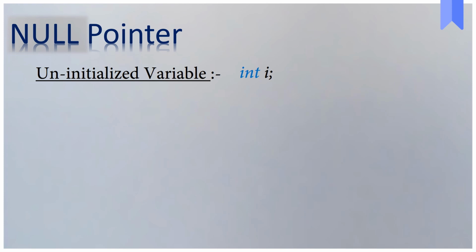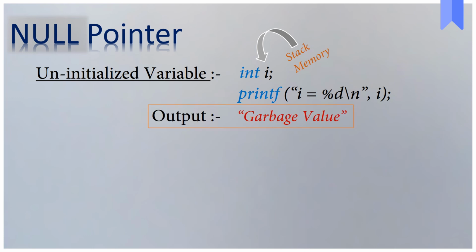First, let's try to understand what happens when we don't have null pointer. Say there is a local variable I which is defined inside a function. Can you guess what will be the output if we try to print the value of I without initializing it? Since it's a local variable which is stored in stack memory, from the stack memory concept, if we try to print it, it will print a garbage value. This is with respect to the normal variable.